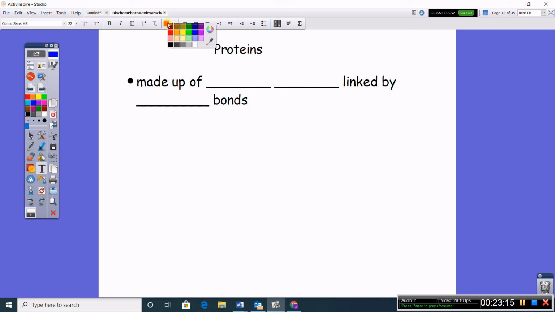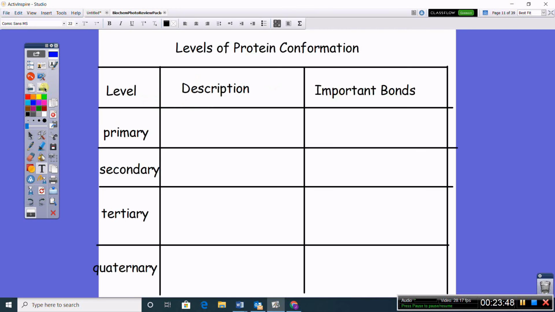Proteins. Keep in mind, proteins are made up of amino acids, and those are linked by peptide bonds. Levels of protein conformation.